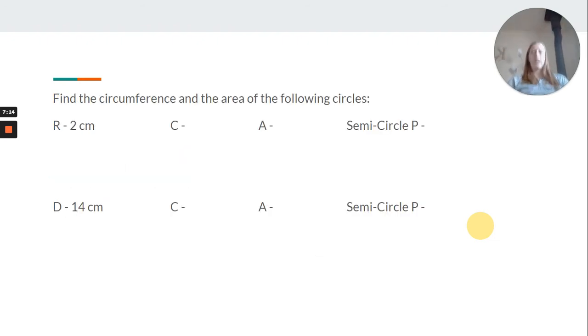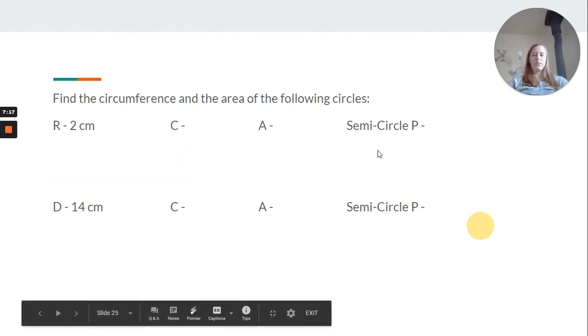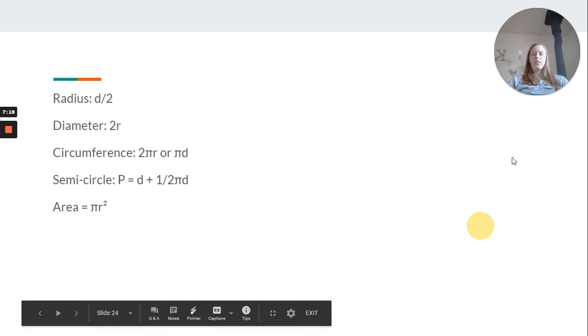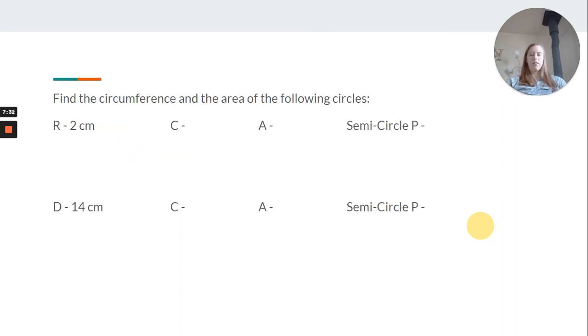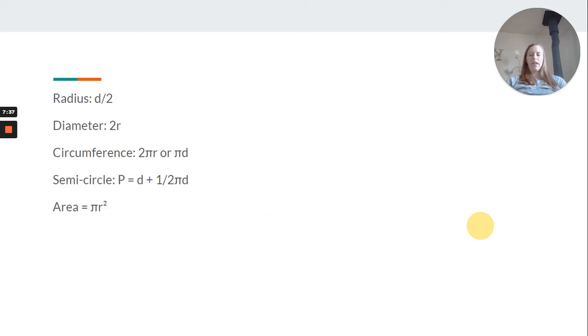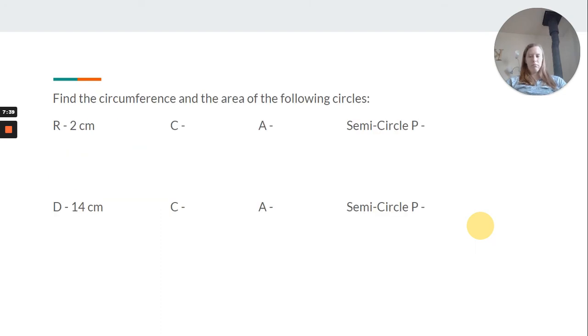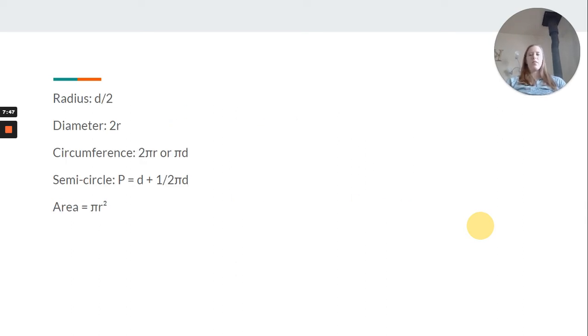So find the circumference and the area of the following, including the perimeter of the semicircle. I will give you these formulas on your assignment, so whichever ones you need to use, I'll give them to you. So we're finding the circumference, so 2 times the radius is going to be 4 times pi, which is 12.56. Area, pi times radius squared. So radius squared is 2, so same thing as 12.56, just with centimeters squared. And then the perimeter, diameter plus half pi times the diameter.